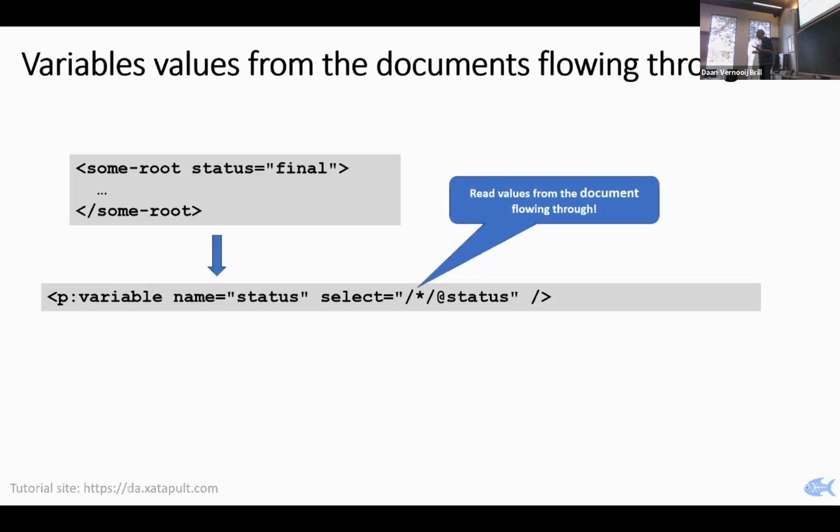And any XPath expression there. For the advanced users, you can also make this variable declaration, have a look at other pieces in your pipeline, other documents, other ports. You can do wonderful things with it, but that's too advanced, I think, for today. So I will not get into that.